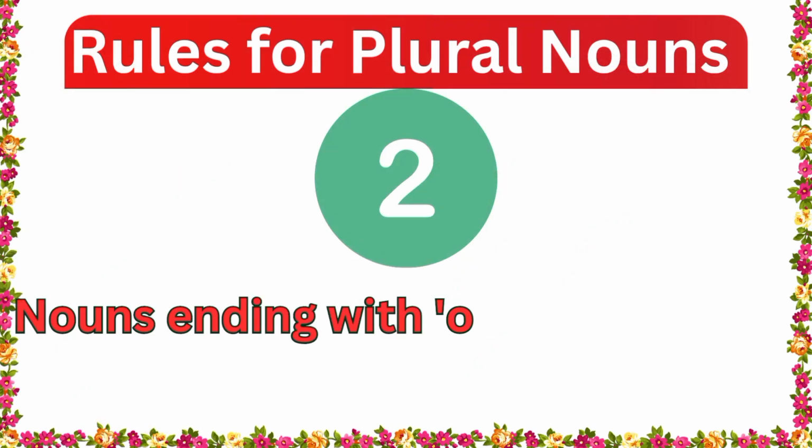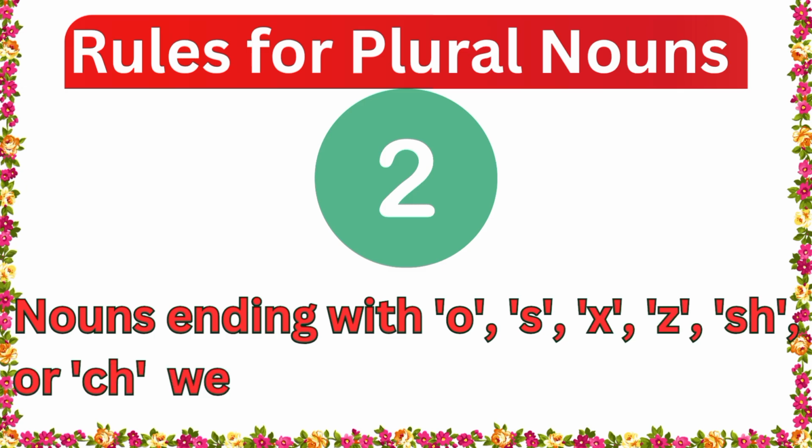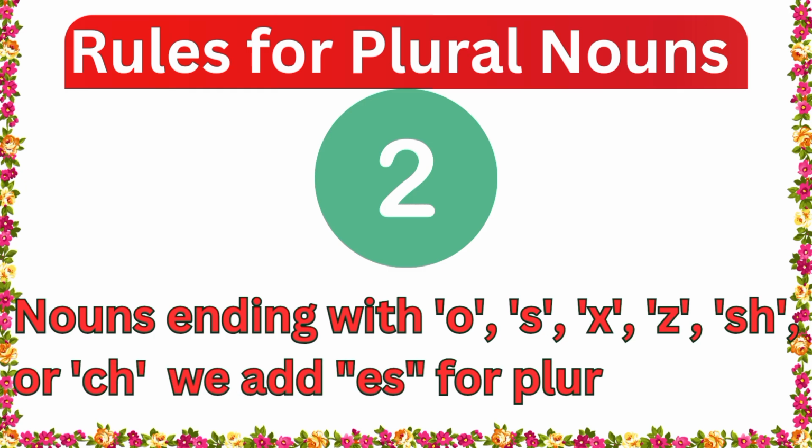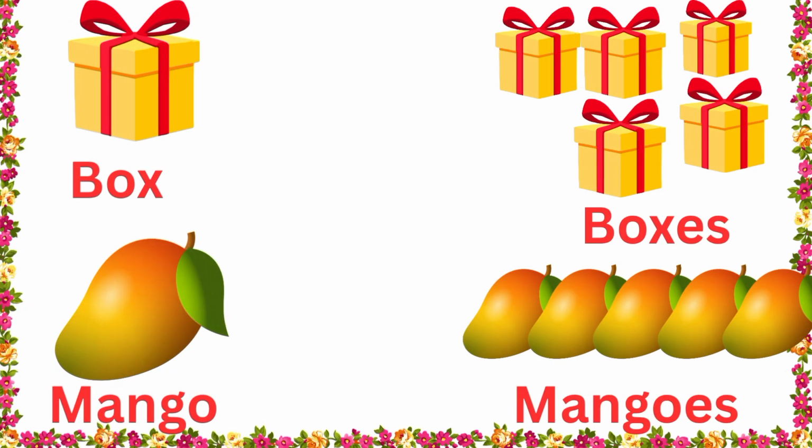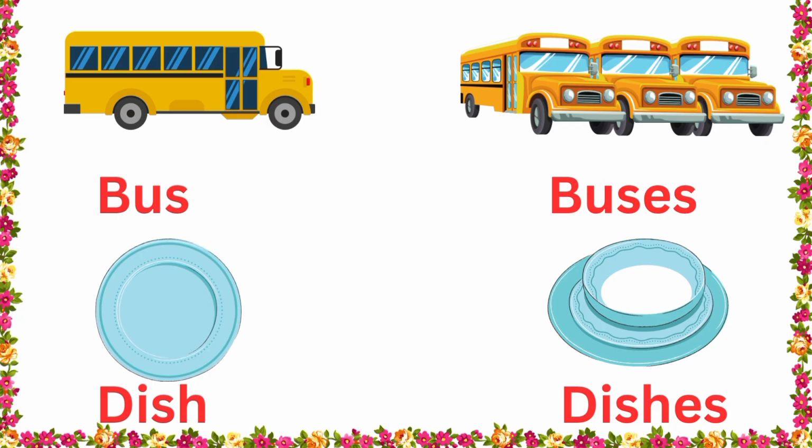Rule number 2. For nouns ending with o, s, x, z, sh, or ch, we add es to form plural nouns. Some of the examples are box, boxes, mango, mangoes, bus, buses, dish, dishes.